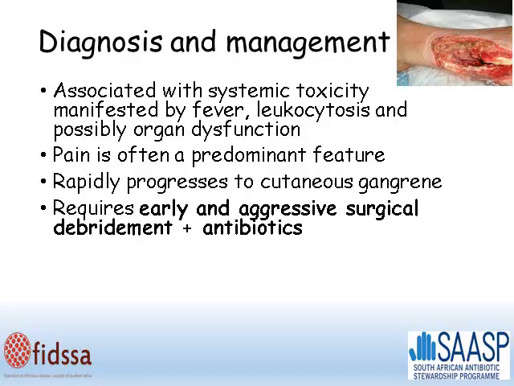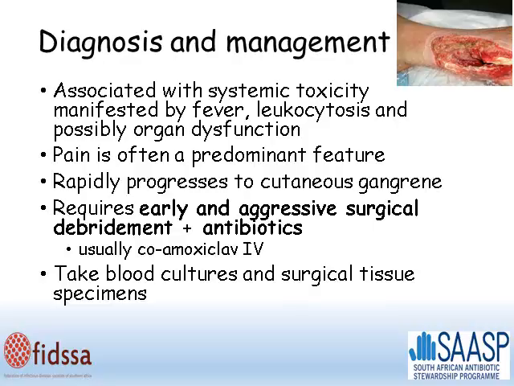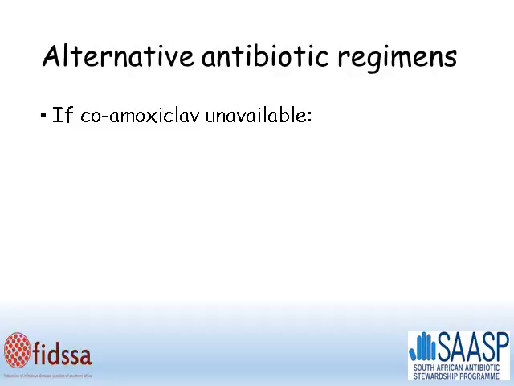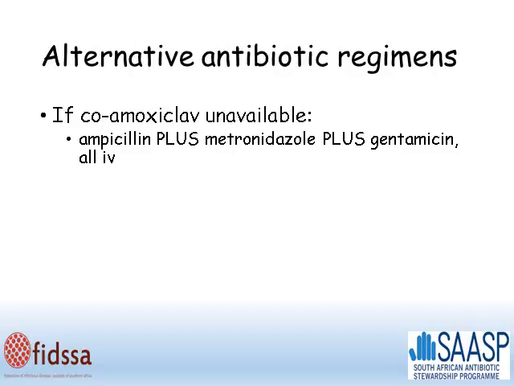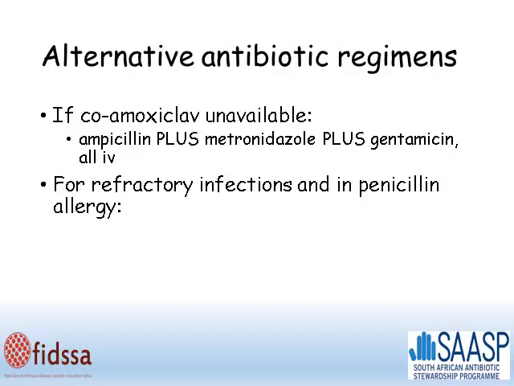It should be emphasized that the early and aggressive surgical debridement is the primary therapy, although antibiotics should also be added. Usually intravenous coamoxiclav will be appropriate, and blood cultures should be taken, and surgical tissue specimens should also be sent for microbiological examination. If coamoxiclav is unavailable, then ampicillin plus metronidazole and gentamicin, all given intravenously, would be appropriate. And for patients with refractory infections or penicillin allergy, clindamycin plus ciprofloxacin, both given intravenously, would be appropriate.